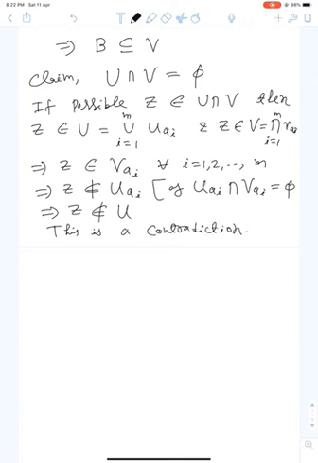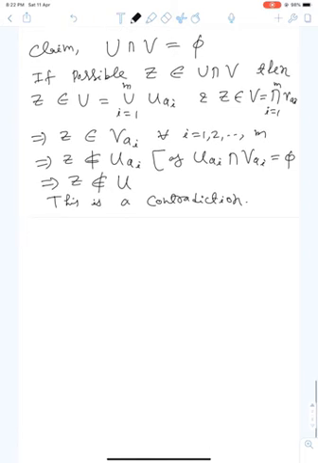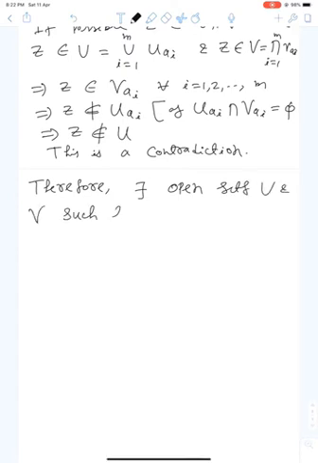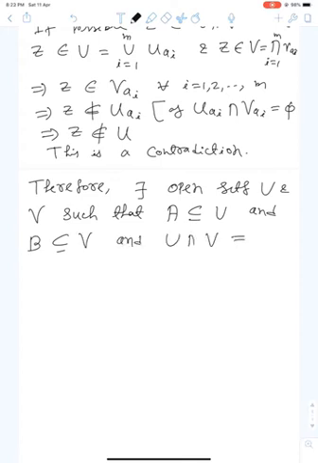If you don't like this contradiction, you can give a similar contradiction as in the previous argument, right? So anyway, you can get a contradiction. Therefore, there exist open sets U and V such that A is a subset of U, B is a subset of V, and U intersection V is empty.